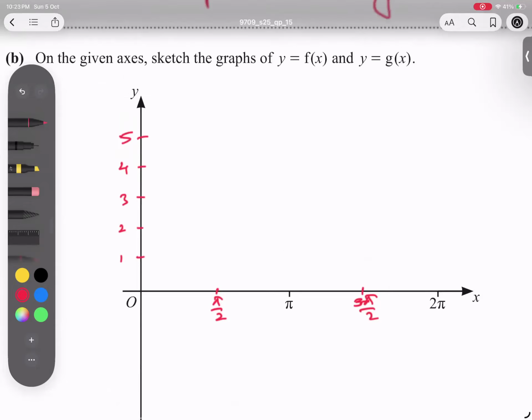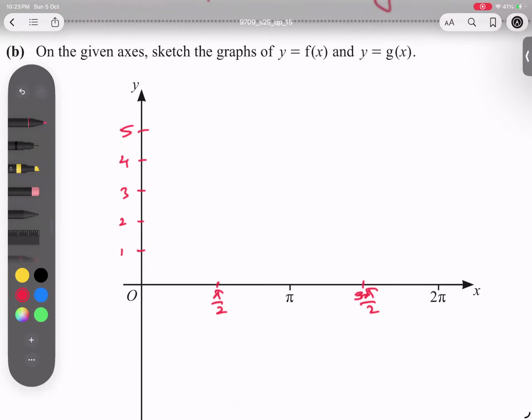Now we can start. The first function is cos x. So I plug in: cos 0 is 1, starting from here. And what is cos pi by 2? It gives us 0. Then what about the other one, cos pi? Cos pi gives minus 1, which is below. So basically the graph is going this way.